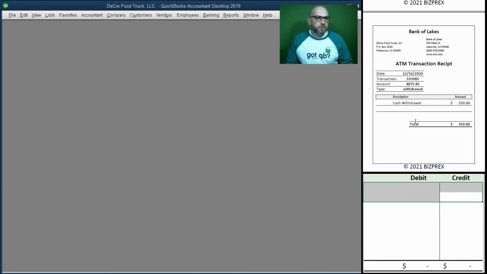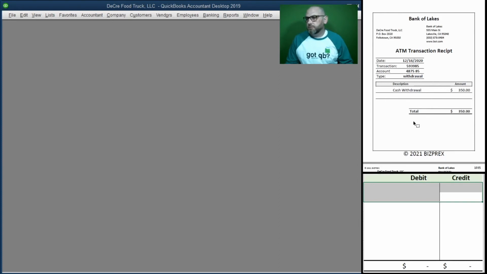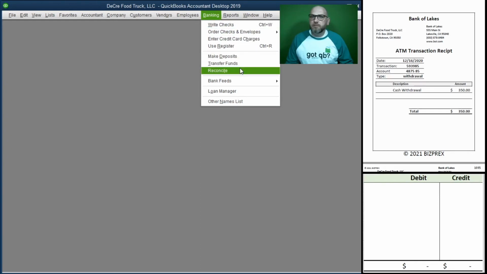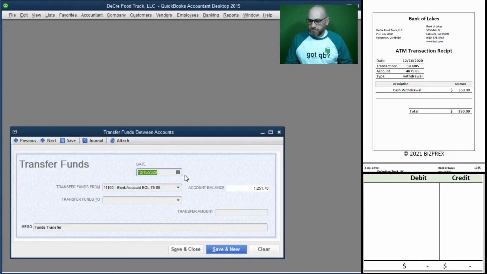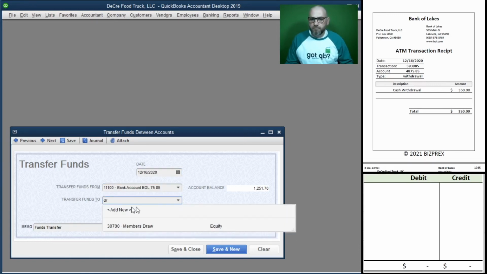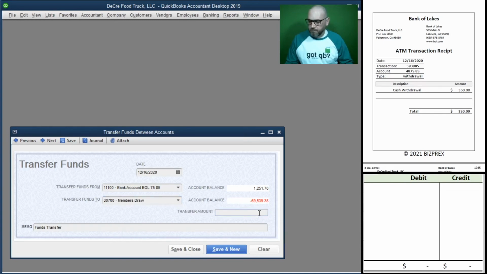All right, ATM withdrawal. We took some money out for personal reasons, right? So this one could be as a transfer funds, okay. We know that bank balance will be reduced because we took $350 out using ATM, and our equity in the business will be reduced as well. So here we are, we're in balance.